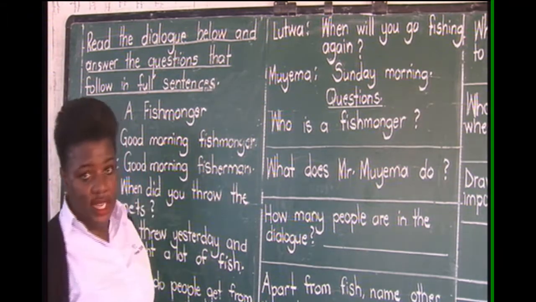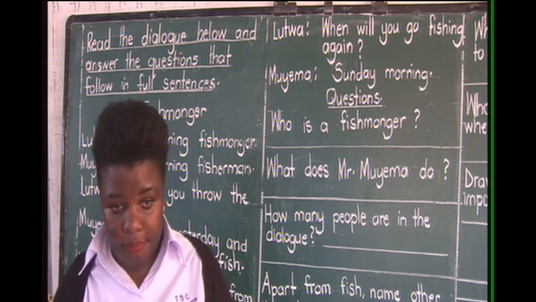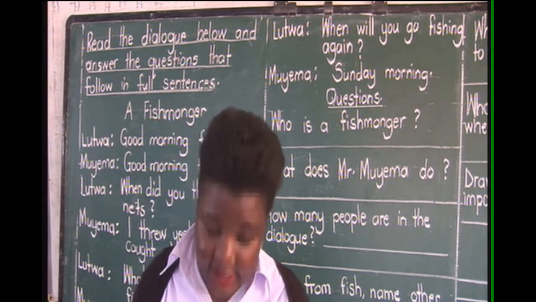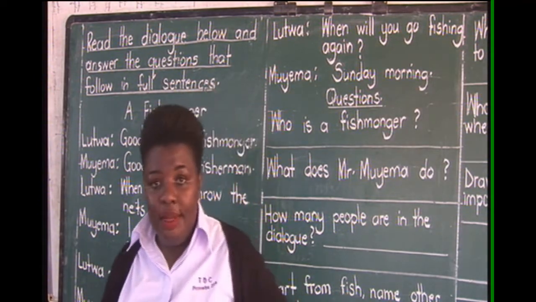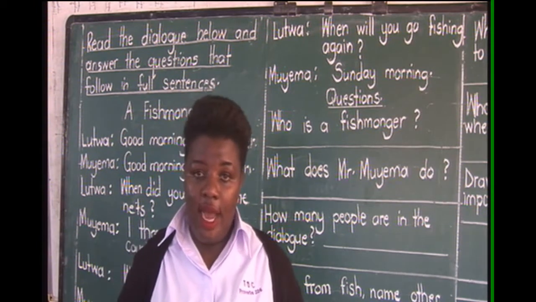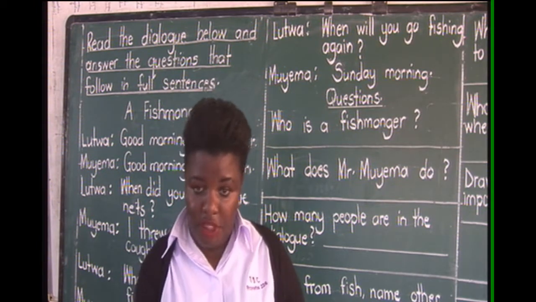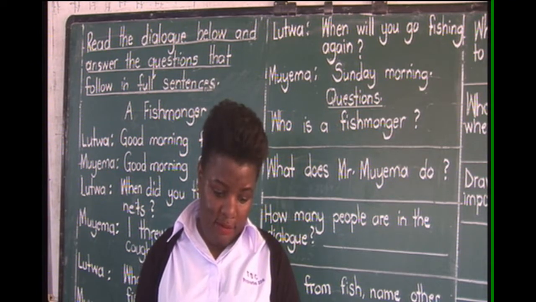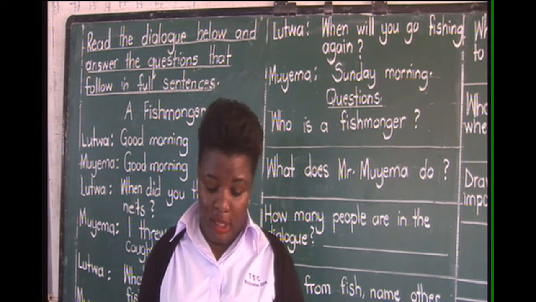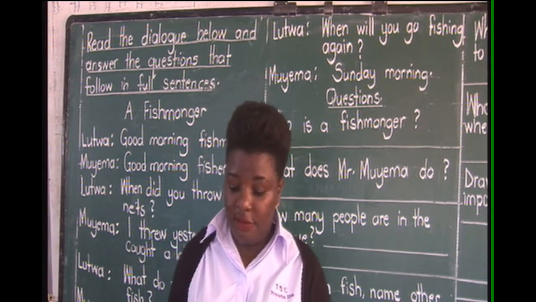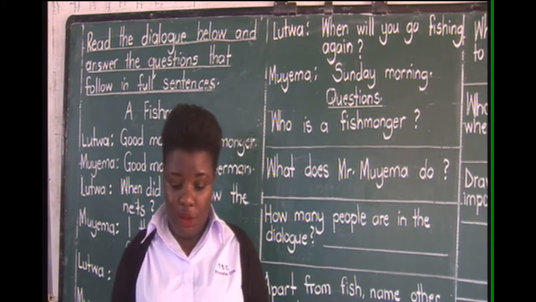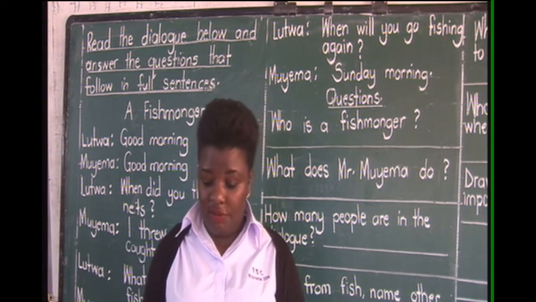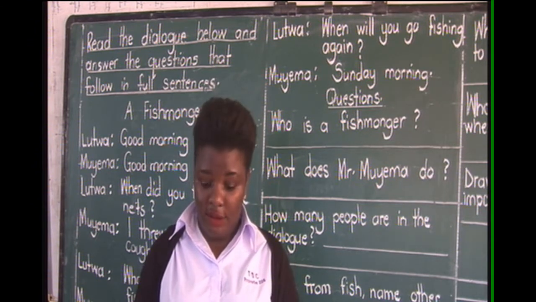So you should take note of the word cobbler. Cobbler has C-O-B-B-L-E-R. Don't confuse it with the other type of a snake. Then we have the word fishmonger. A fishmonger sells fish or seafood.